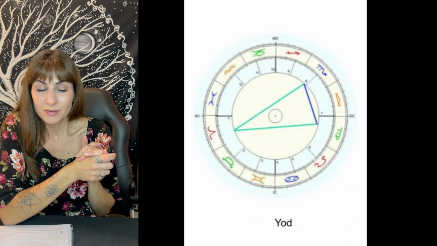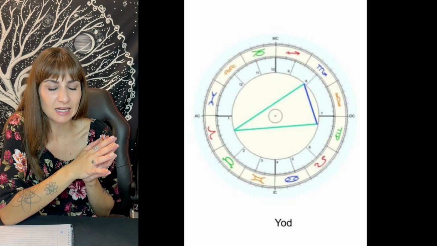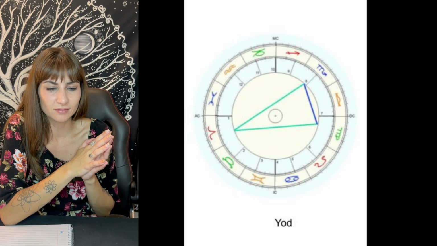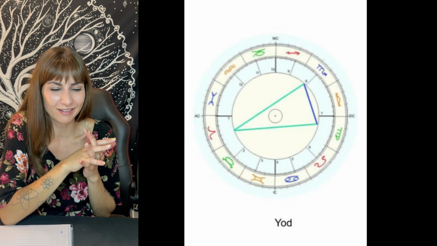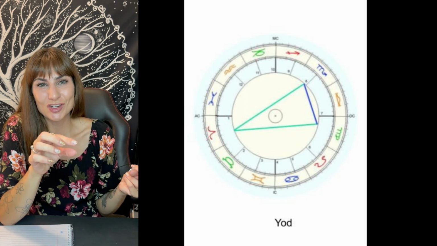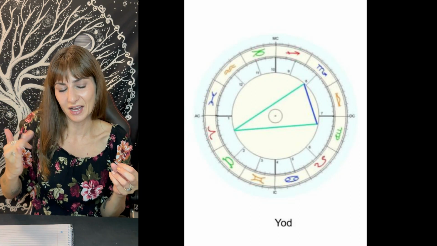Lastly is the yod pattern, and people will call this the finger of God. And I don't know why. Maybe they just like that. Was it an isosceles triangle? I don't know. It's created by two inconjunctions that are connected on the base by a sextile.